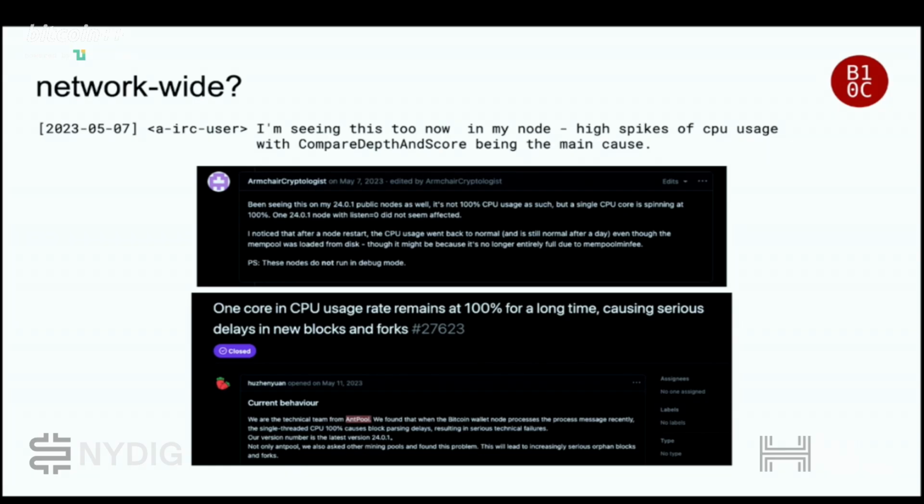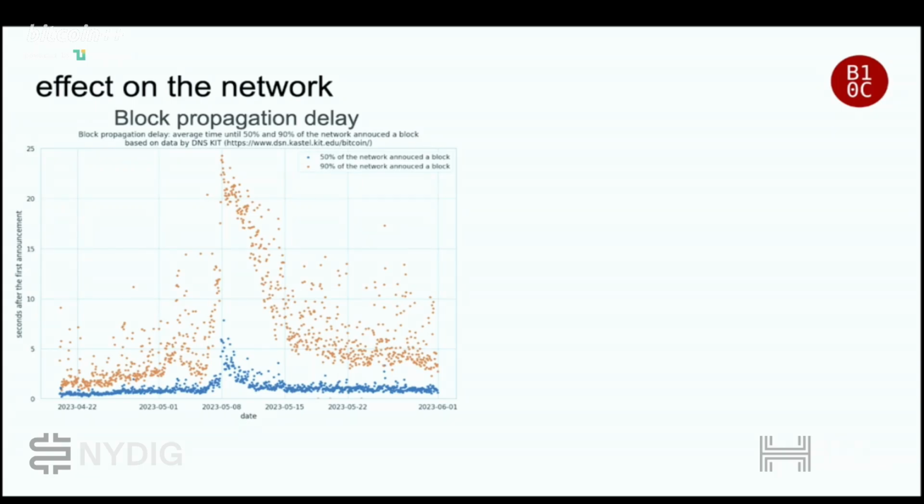And yeah, looking at the effects this had on the network, here in orange we see the time it takes for 90% of the network to announce a block, and in blue the time it takes for 50% of the network to announce a block, in seconds over time. And we clearly saw the propagation delay spiking on these days where we also had seen this block.